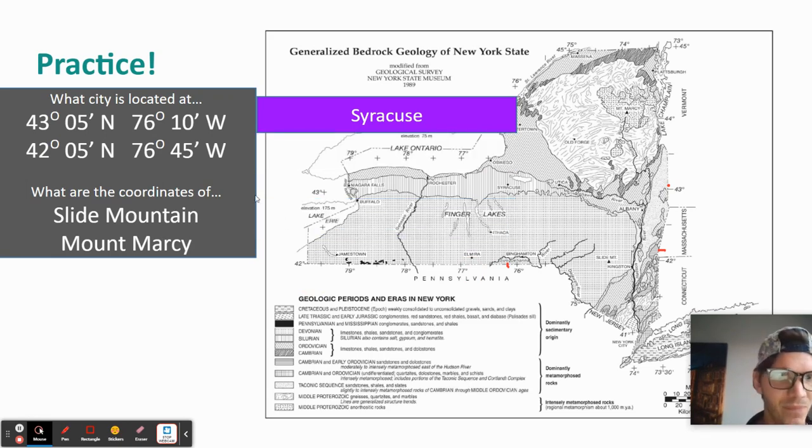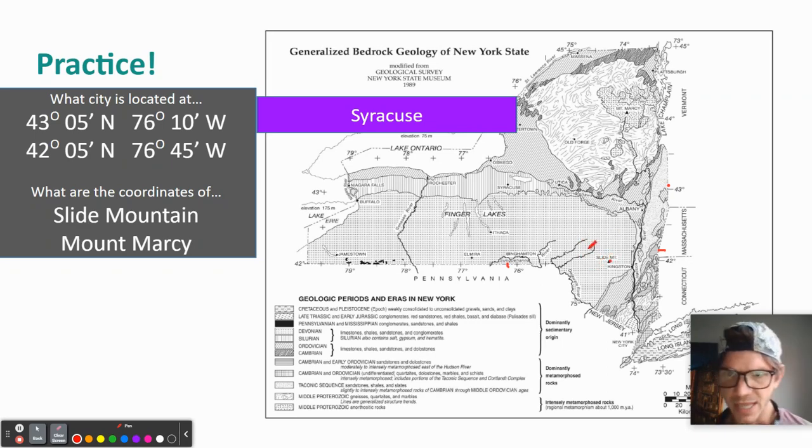Don't look at that one just yet. Let's find the coordinates of Slide Mountain next. So here's Slide Mountain, right next to Kingston, the first capital of New York State. And let's find the latitude first, because that always comes first. So it looks like Slide Mountain, I would say, is right on 42 degrees. So we could say 42 degrees and 0 minutes.